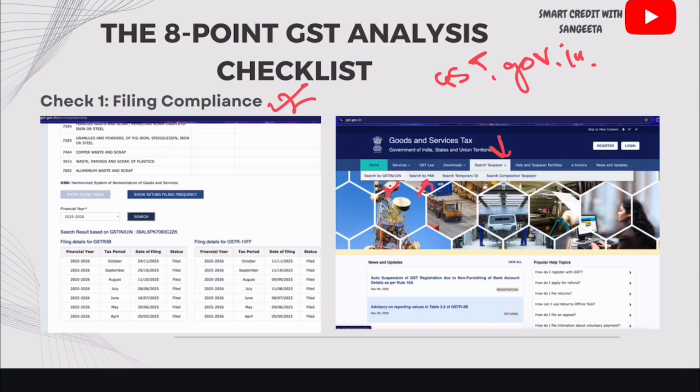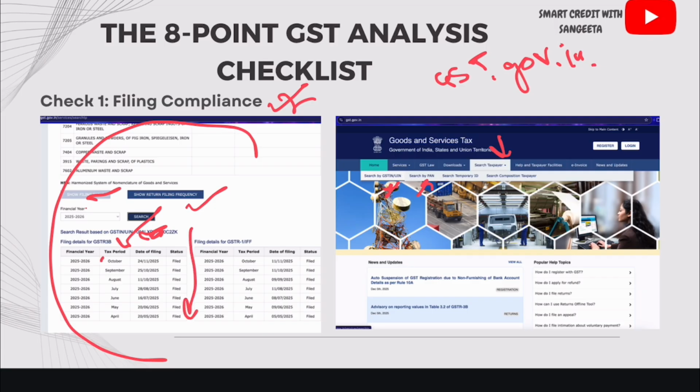So when you type your GSTN number, the screen will be auto-populated, and now there you can see the show filing table. You can click on show filing frequency. Now here you can see how your customer has filed the GST returns, right? Here you can see they have filed for every month. Are they late or are they regular? You can check everything from here, right?